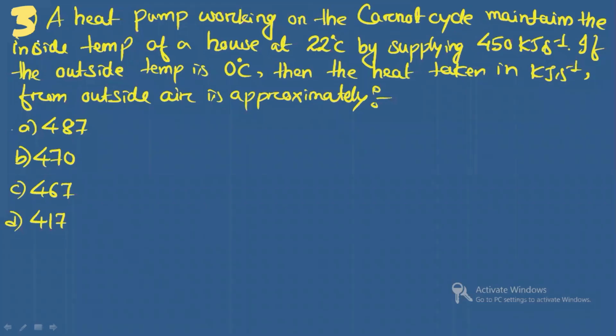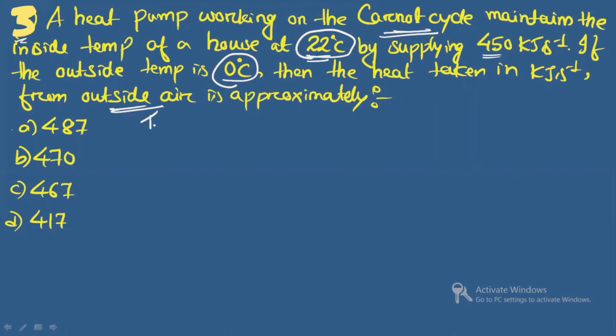So now let's see the last question, question number 3. Here it is said a heat pump working on the Carnot cycle, it is maintaining inside temperature 22 degrees Celsius. Heat pump is there, it is working on a Carnot cycle. Inside temperature of the room, it's maintaining how much? 22 degrees Celsius, and it is supplying 450 kilojoule heat per second. Now it is said outside temperature is how much? 0 degrees Celsius.